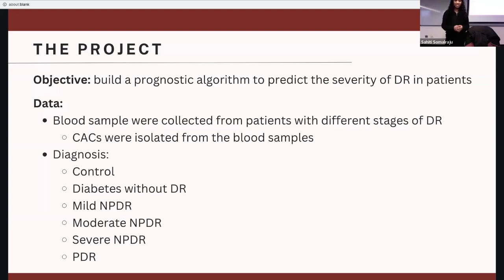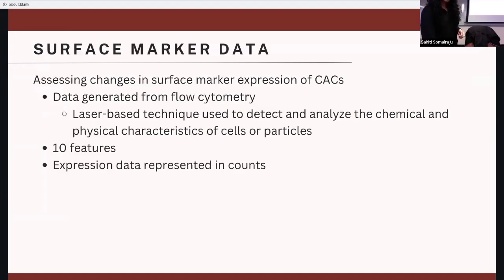And so going back to the data, the CAC cells were isolated from these blood samples, and we're using both RNA-seq data and surface marker expression data. These patients come from 6 different diagnostic stages. So we have control or healthy patients. There's patients with diabetes, but no diabetic retinopathy. There's mild NPDR, moderate NPDR, severe, and then there's proliferative diabetic retinopathy.